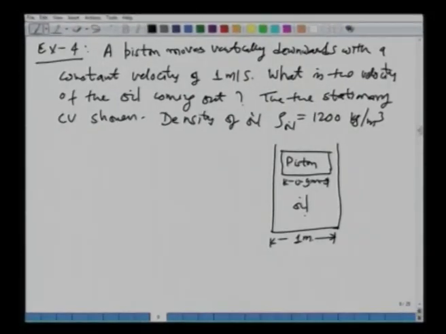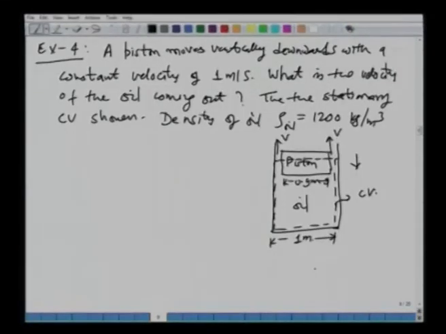And there is oil in this. When the piston is moving down, it causes oil to come out with the velocity of v. So, what you do is you take the control volume right next to the cylinder, like this. So, this is your CV that is shown to you.